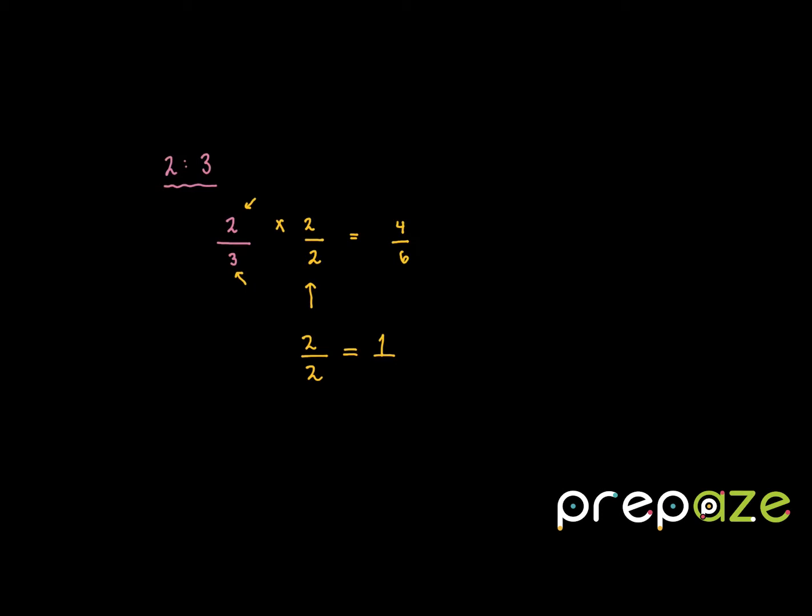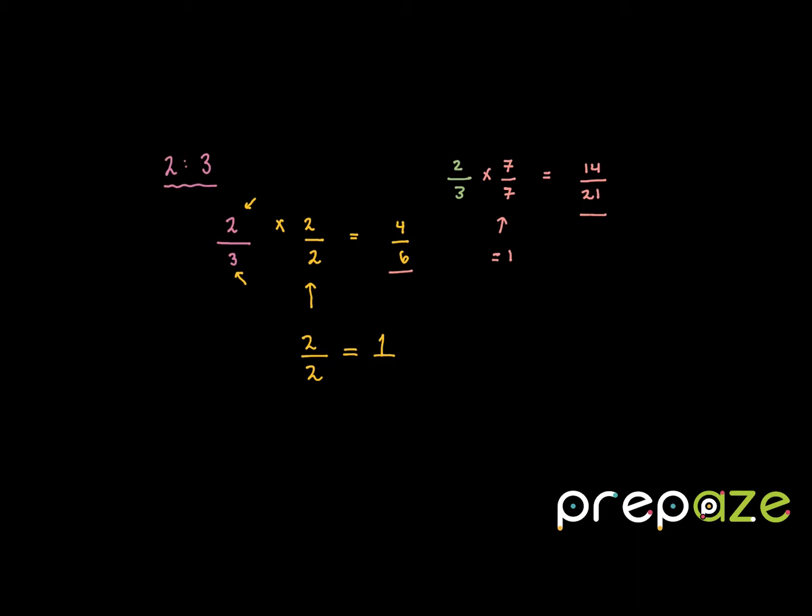We can even multiply it by a larger number. Let's say we have 2/3 and I multiply both the numerator as well as the denominator by 7. Again, 7 divided by 7 is just equal to 1. So essentially, I'm just multiplying 2/3 by 1. So this becomes 14/21.